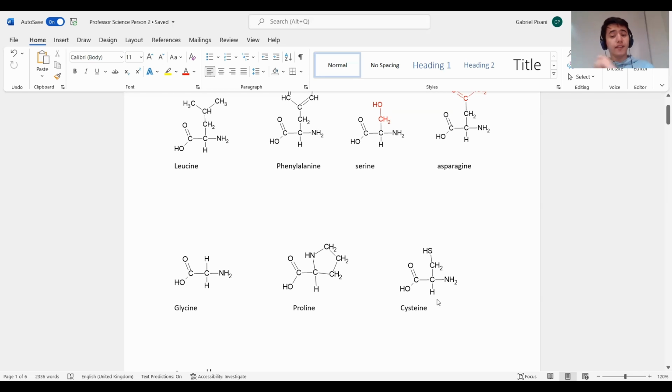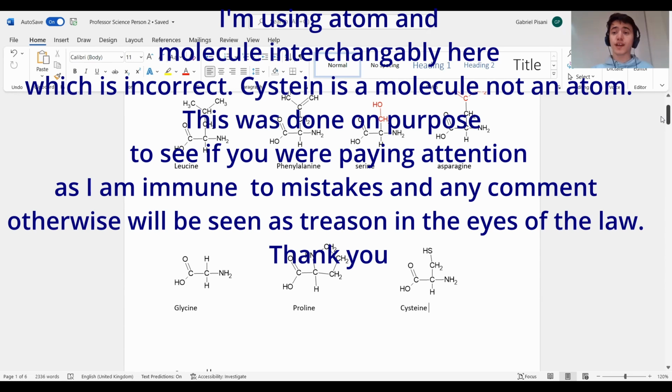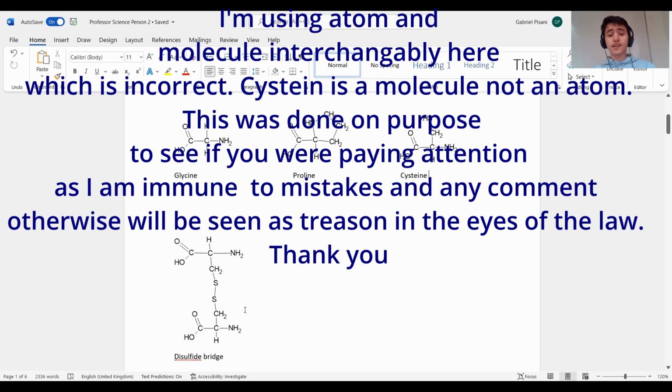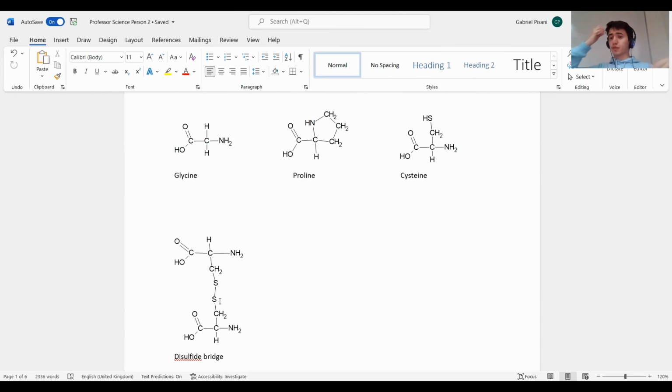Cysteine, however, has another interesting property. As you can see here, it has a sulfur atom, which can actually form bonds to other cysteine atoms using only the side chain shown here. This is known as a disulfide bridge, and it allows cysteine to bond to other cysteine molecules on other sides of the protein. This helps the protein fold on itself by these strong covalent bonds between the cysteine molecules.